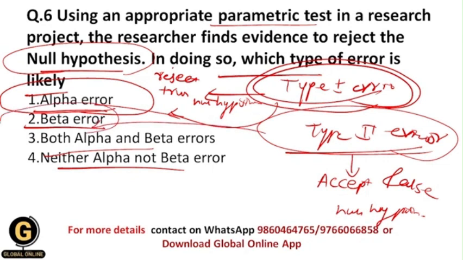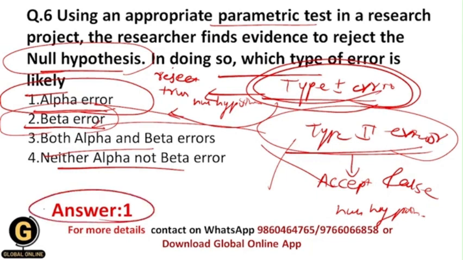But in this situation, the researcher is going to reject the null hypothesis, and he is not going to accept the null hypothesis, and that's why over here type 2 error gets eliminated. So the only remaining option will be type 1 error, and its probability is what? Alpha error, and that's why your correct answer should be 1, that is alpha error. And as well students, both the errors do not occur simultaneously in any research process. So your correct answer should be 1.